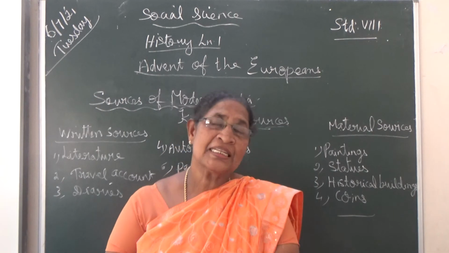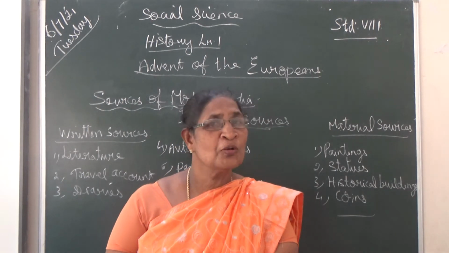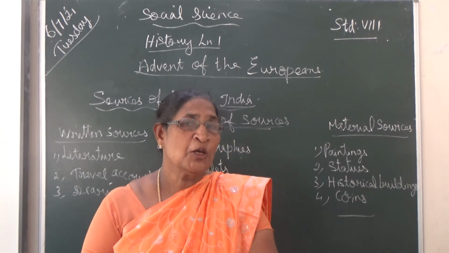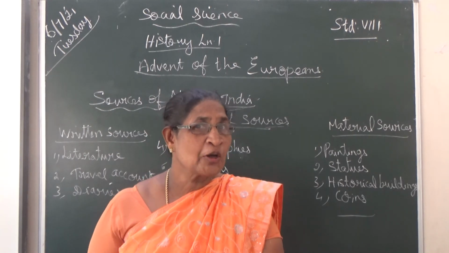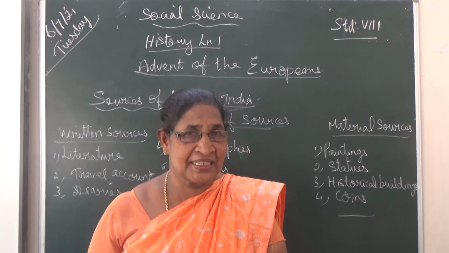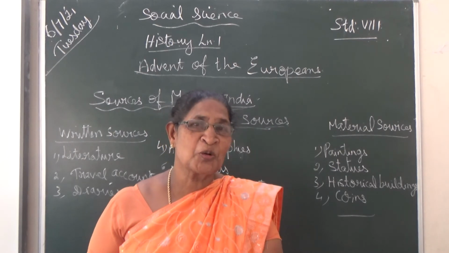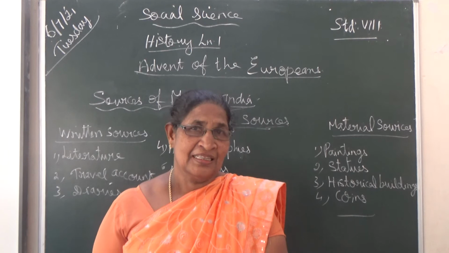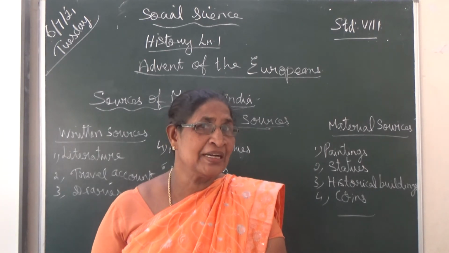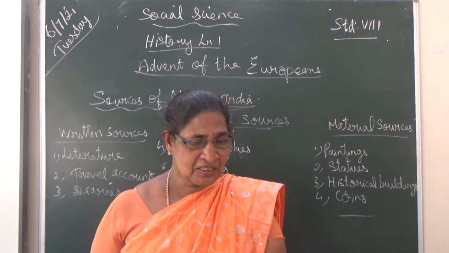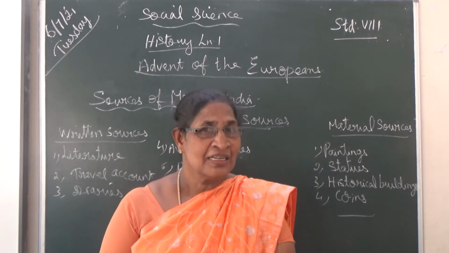Dear children, all of you know that during the modern period, Europeans came to India for trade and occupied some parts of India and started to rule our country, isn't it? They came to India for trade, but they occupied some places and started to rule our country.